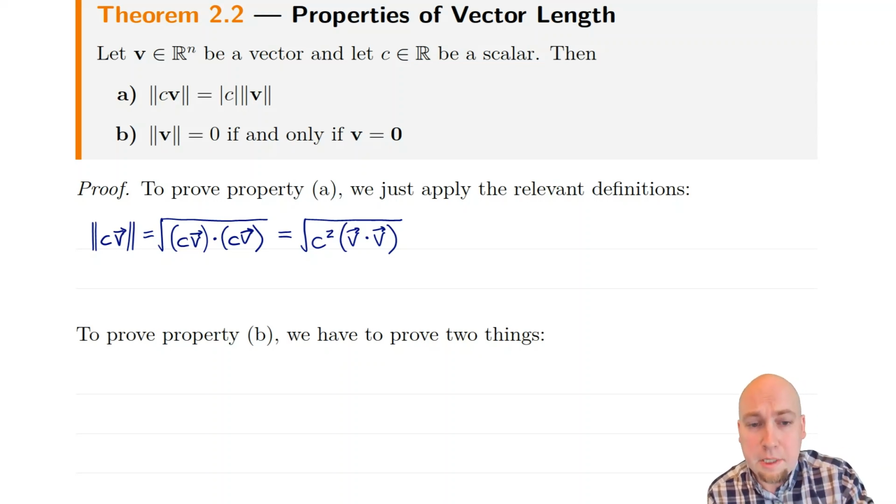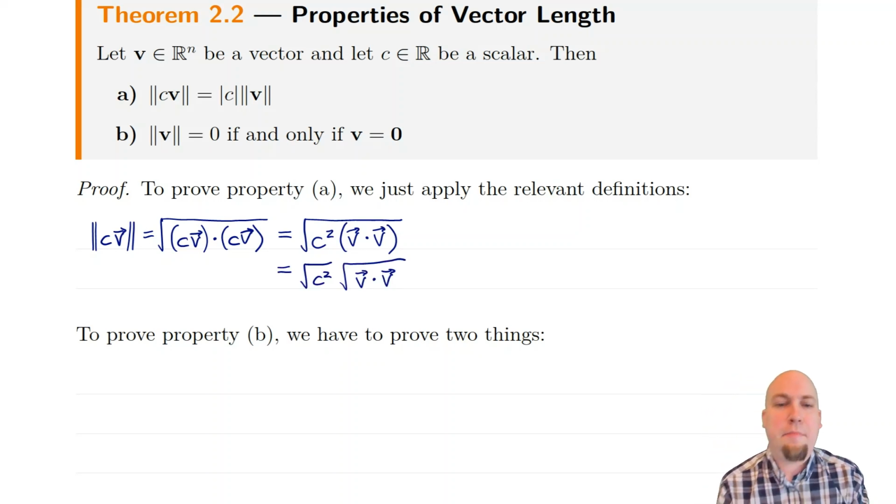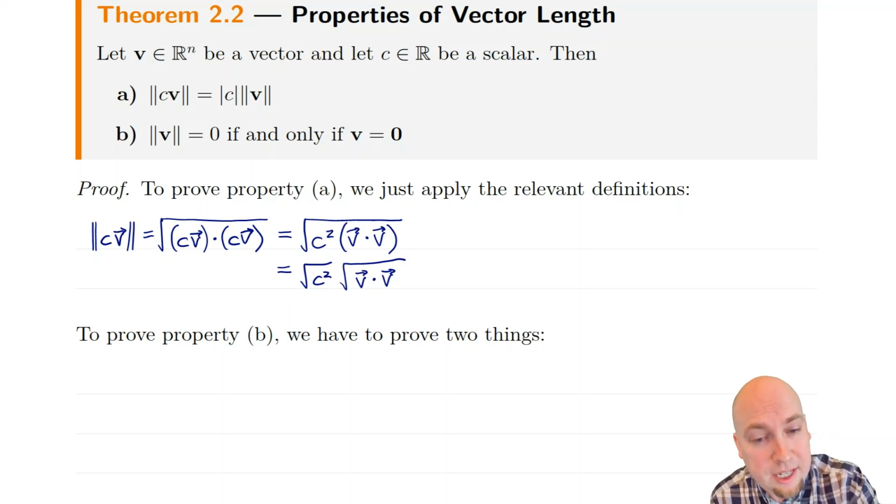The next thing I'm going to do is use properties of real numbers and square roots. I've got a square root of a product of 2 real numbers, c squared and this dot product, so I can split that up into the product of 2 square roots. And the last thing I'm going to do is simplify these 2 terms here.